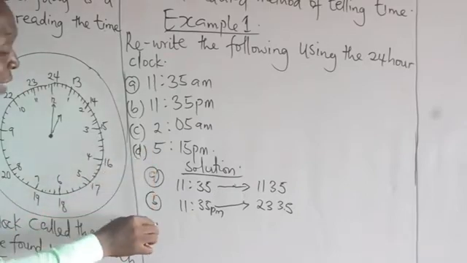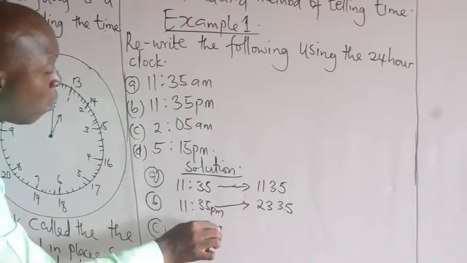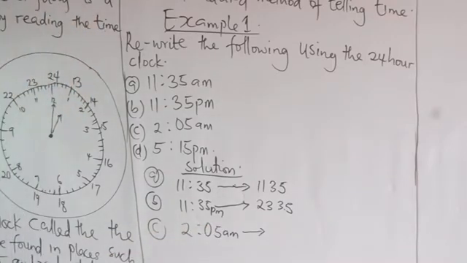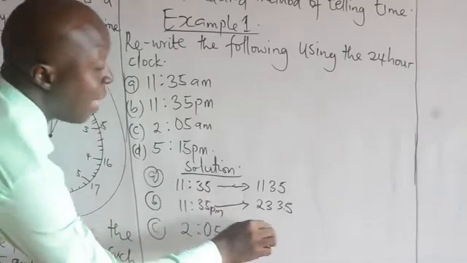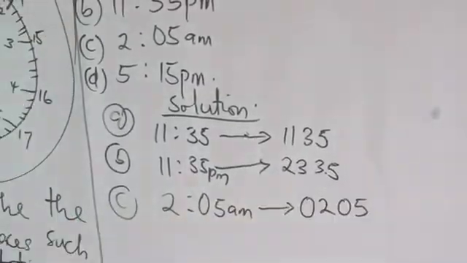Then, for the C part, we have 2:05 a.m. We want to write 2:05 a.m. That is 5 minutes past 2 a.m. A.m. means in the morning. If we want to write it in the 24-hour clock, it is the same thing as 02:05.